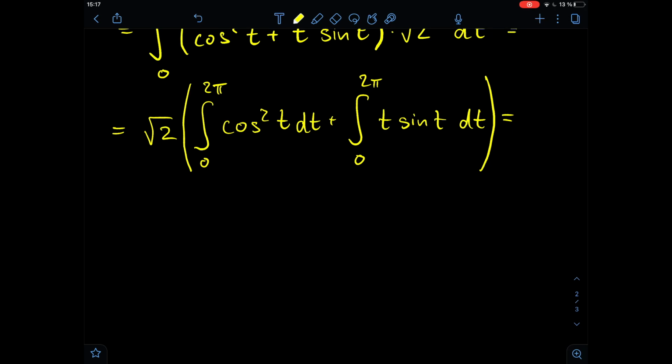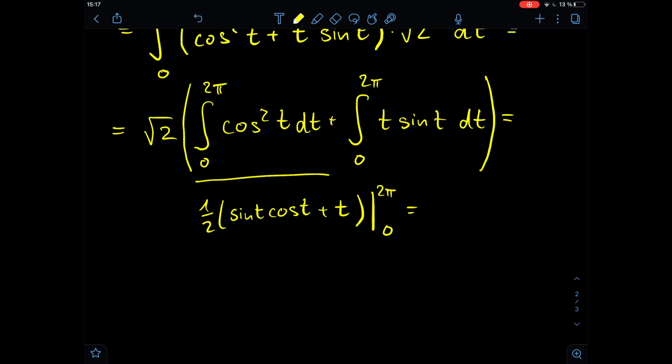So what we have to do now is calculate those integrals. We know the solution for this one. This is just 1/2 of sine of t cosine of t plus t, evaluated at the limits 2 pi and 0. We can neglect the constant here. So what we get is, we plug in 2 pi into sine, and we get 0. We plug in 0 into the sine, we get 0. So all we are left with is pi as a result, because we have 2 pi over 2, which is pi. So this integral is equal to pi.